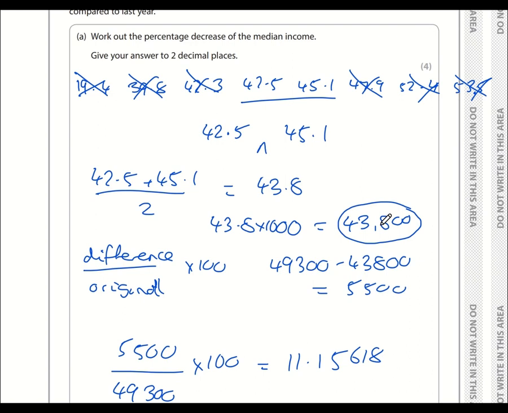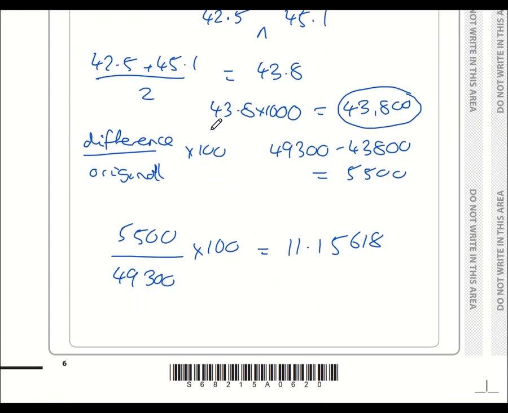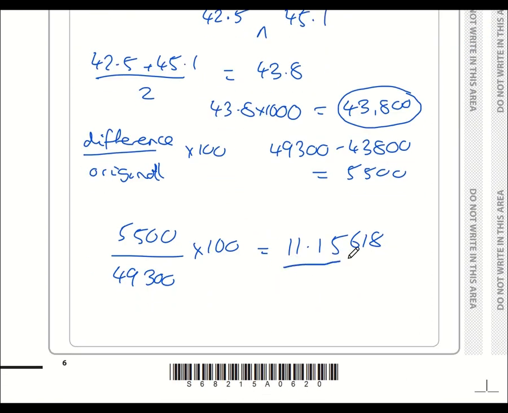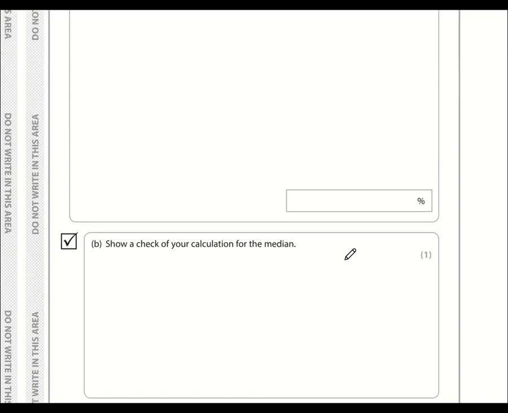11.15618, and I believe the question says, yes, 2 decimal places, so we need to look at the value of the 3rd decimal place. Anything after that we can completely ignore. If this number is 5 or more, then the column to the left will move up by 1. Well, 6 is greater than 5, so the column to the left, which is a 5, will move up by 1, so that will turn into 11.16%.